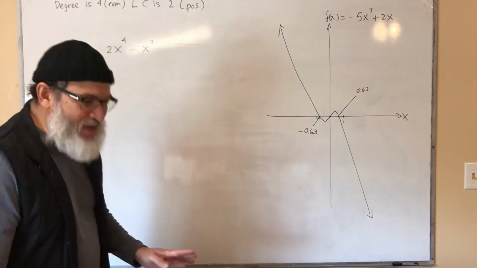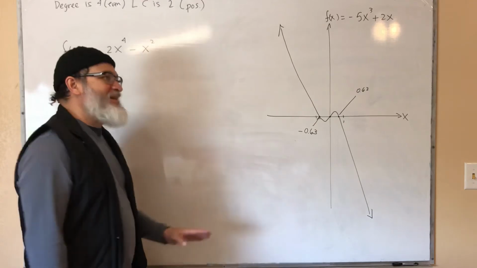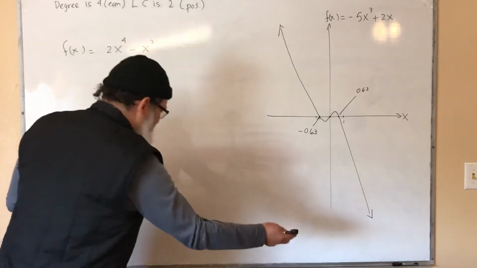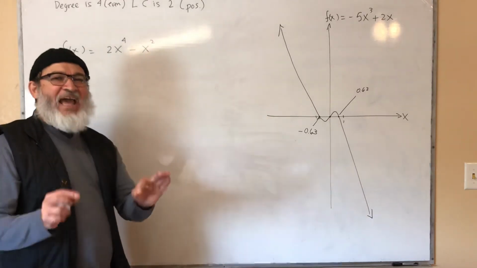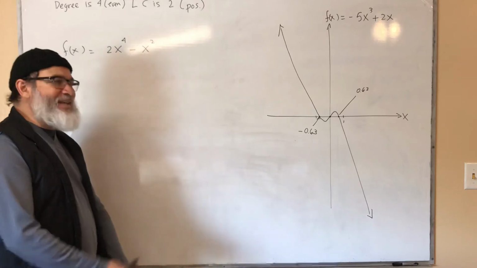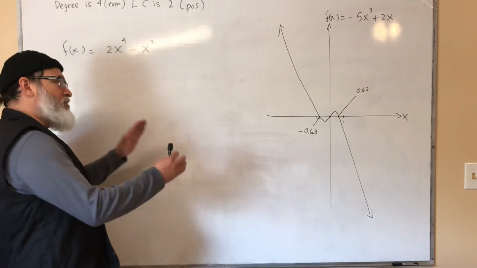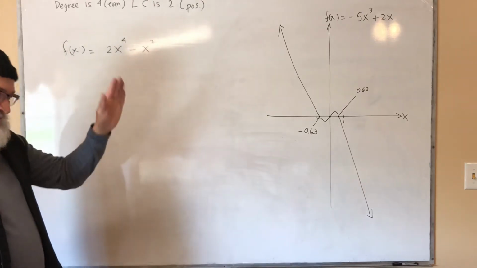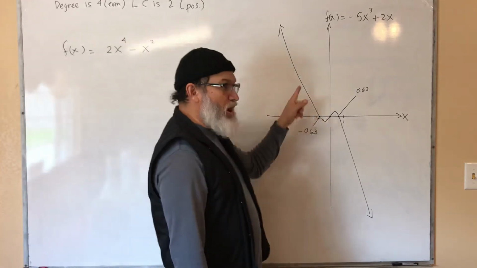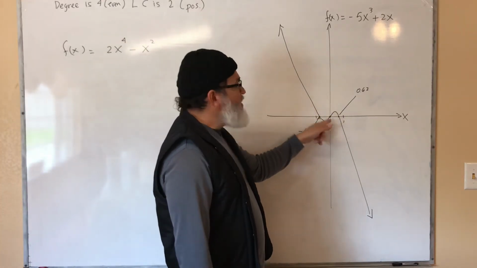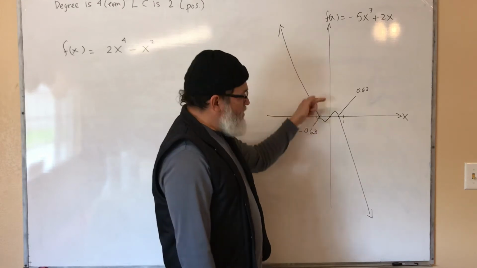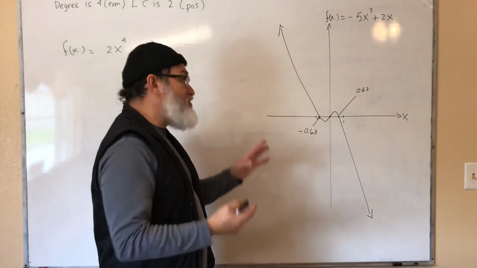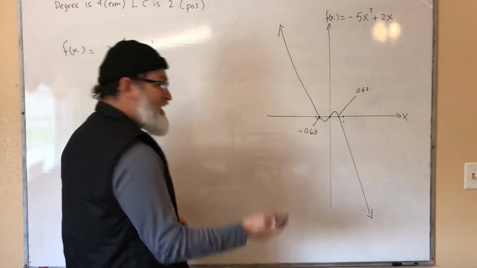What does it mean to be even? It means that on the left of the y-axis and on the right of the y-axis, it's going to be exactly the same. It's going to repeat itself on the left and the right of the y-axis. This one is odd. It repeats itself in the opposite direction. Notice, it goes this way, and then here goes up. It repeats itself in the opposite direction.